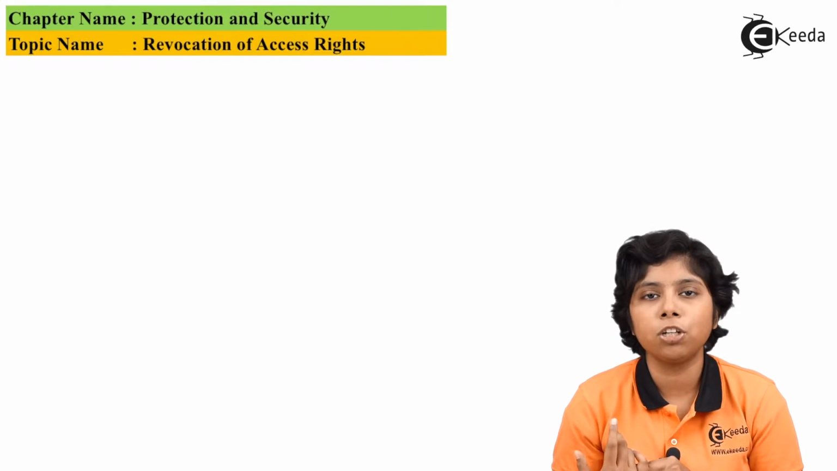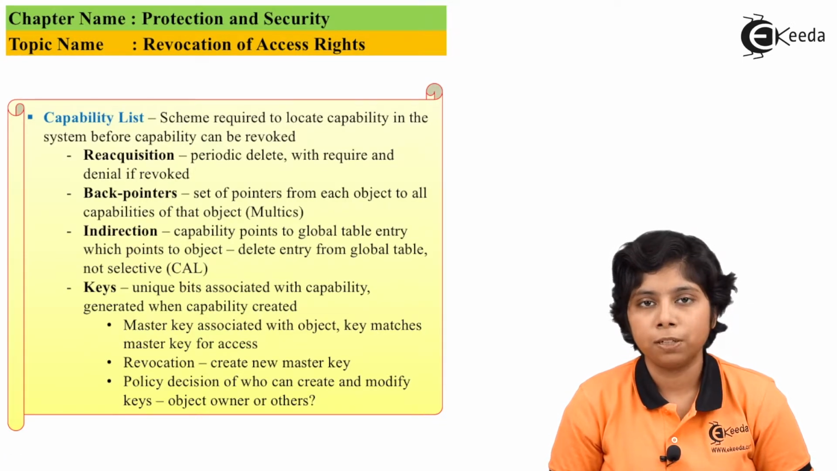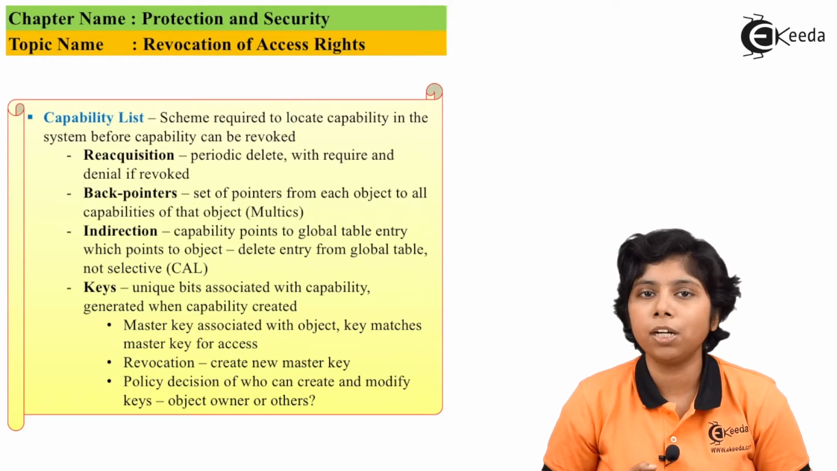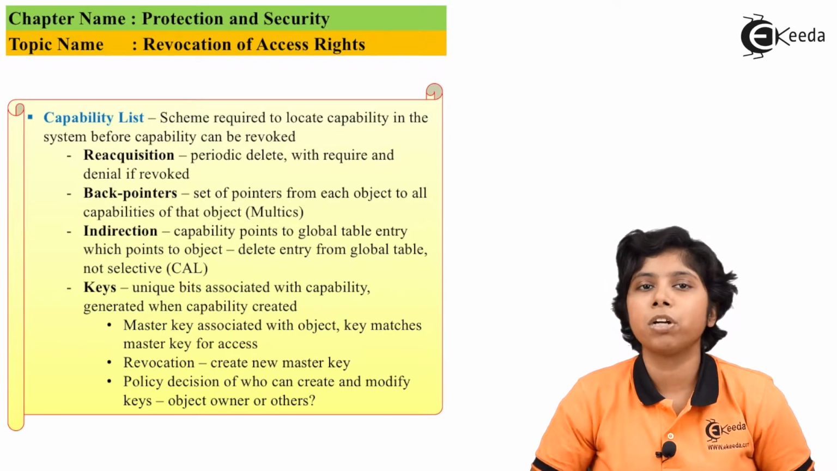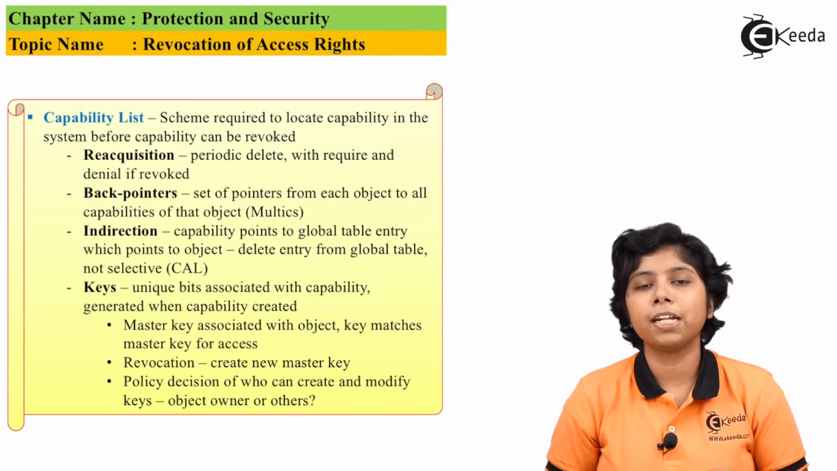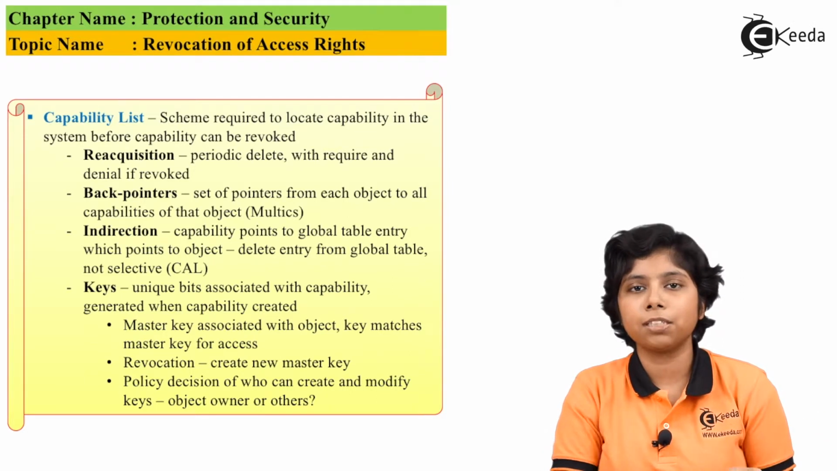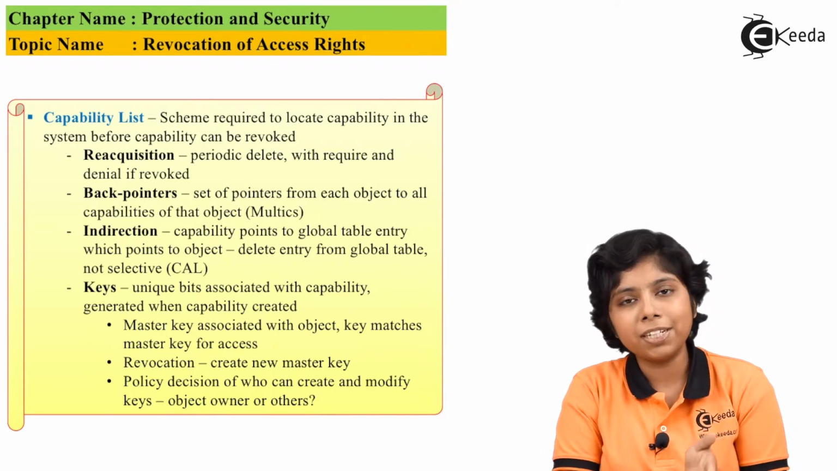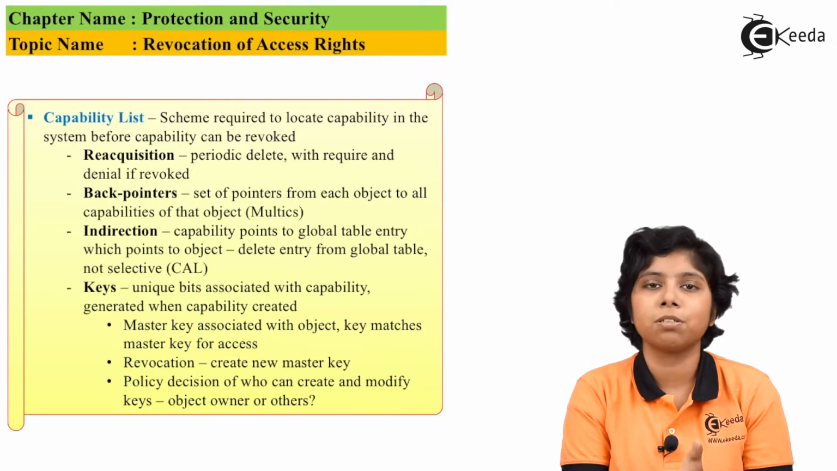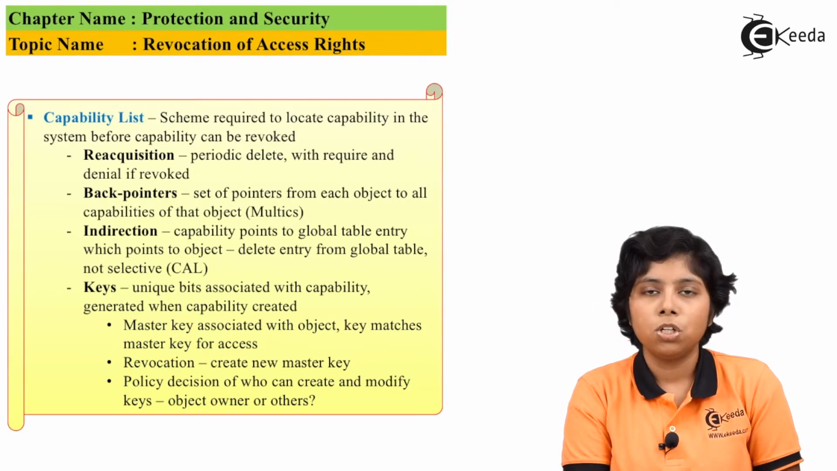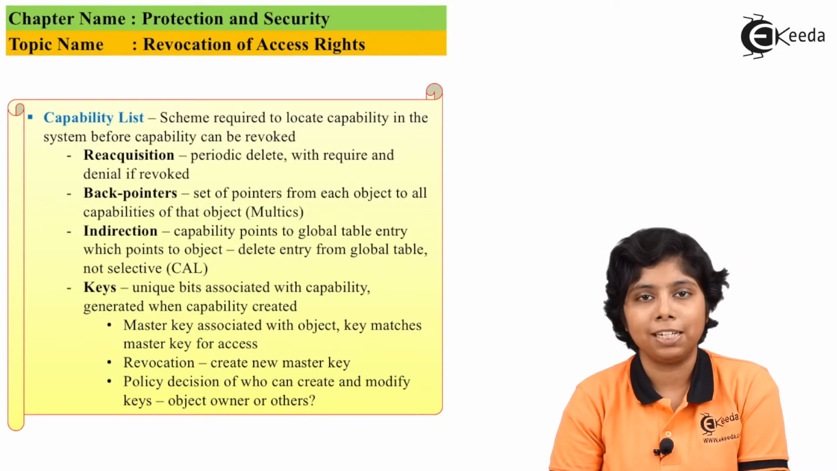Now the revocation of access rights within the capability list is a bit difficult, as the capability is not tied directly to the user's table. The user has to first request the capability, and then the object is checked against the capability to see whether an access right is given or not. If it isn't given, we need to check for the particular domain whether the access right can be revoked or not. So there are many ways to revoke an access right from the capability list.